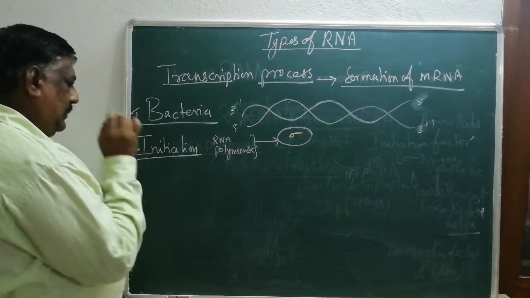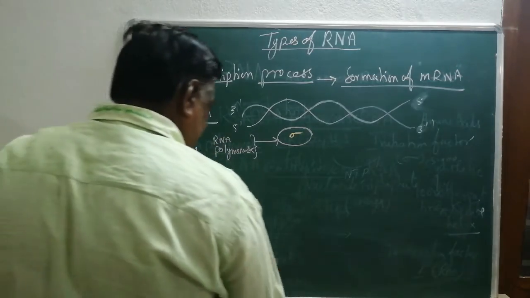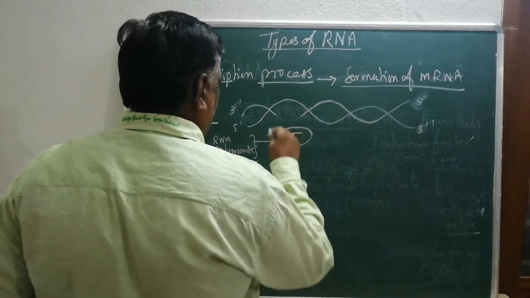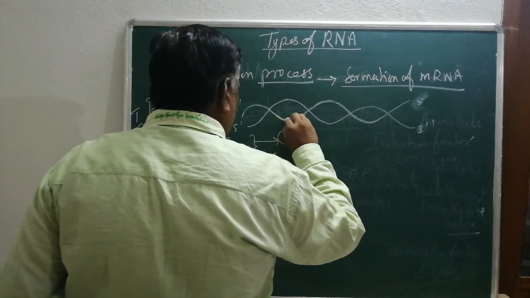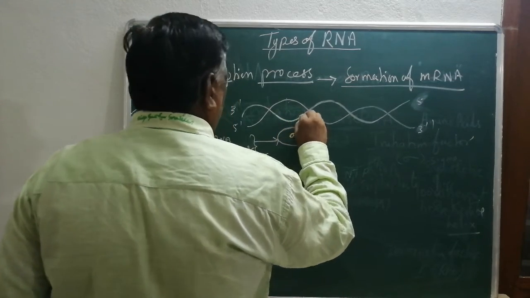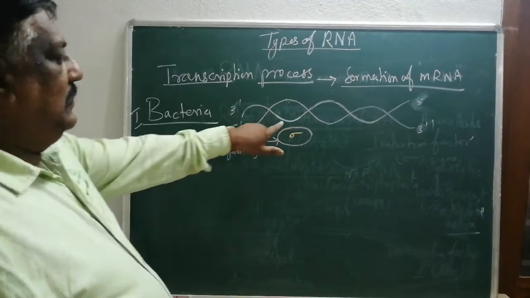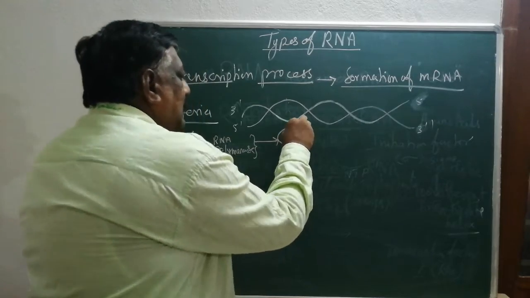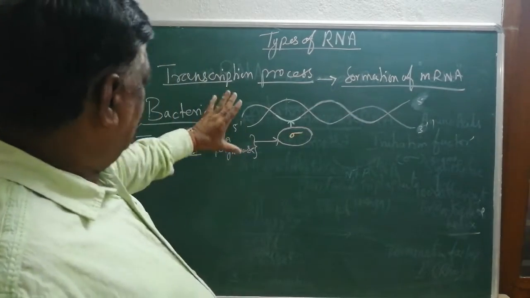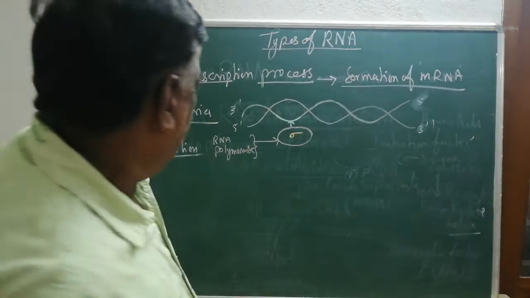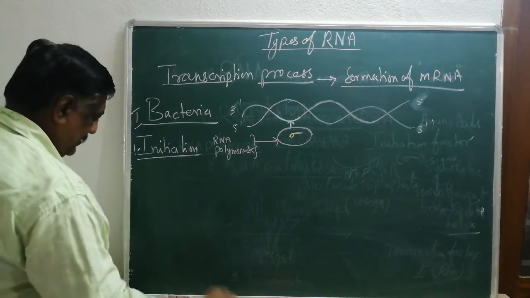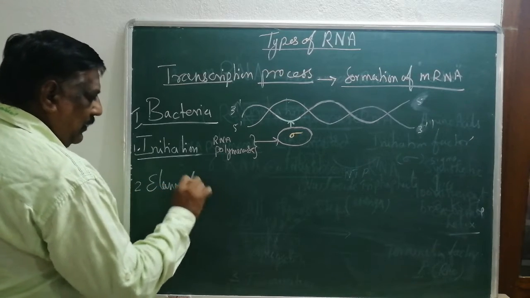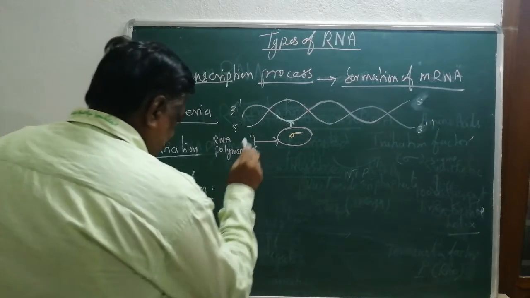Step 1. Initiation started. Once the initiation started, what happened is, now this part connects, and the process of transcription starts. This is the first diagram which you have to draw. The second is elongation. What happens in elongation? We will see. The same diagram.